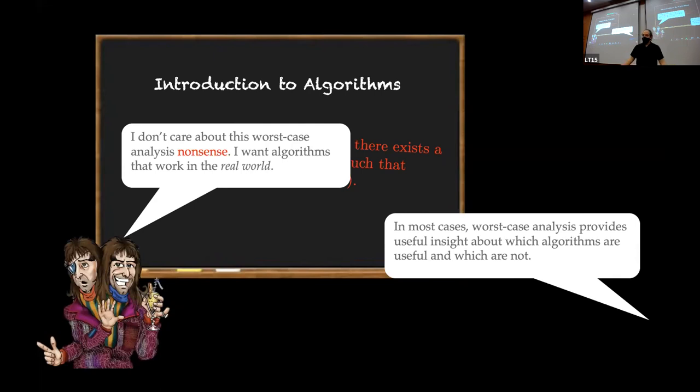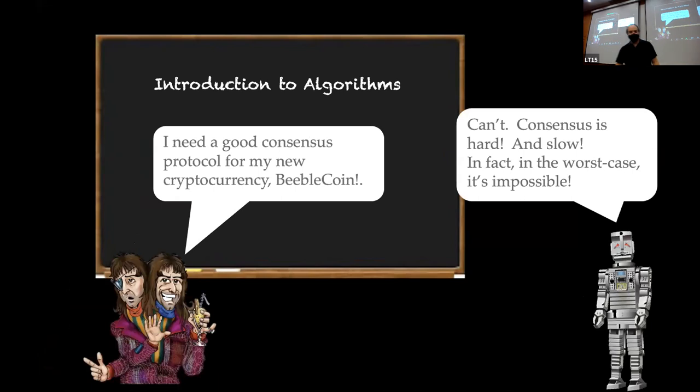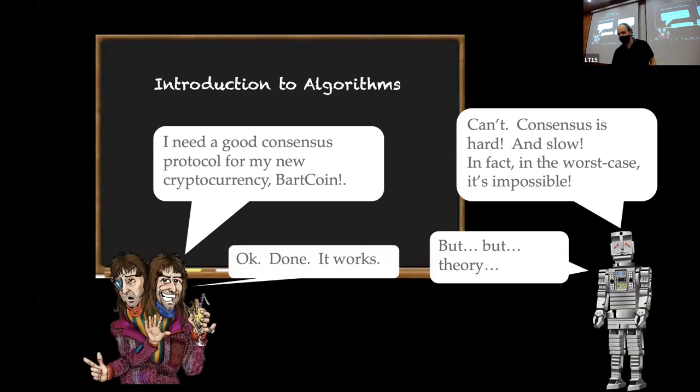Okay. But then sometimes the clever student says, enough of this, let me go actually build something. I want to go out and build my new cryptocurrency, the Beeble coin. And again, the academic tells you, no, we can't. Consensus is hard. It's slow. Worst case, it's impossible. You can't do it. Remember, I told you, Leslie Lamport's a pessimist. Works well with Marvin here.